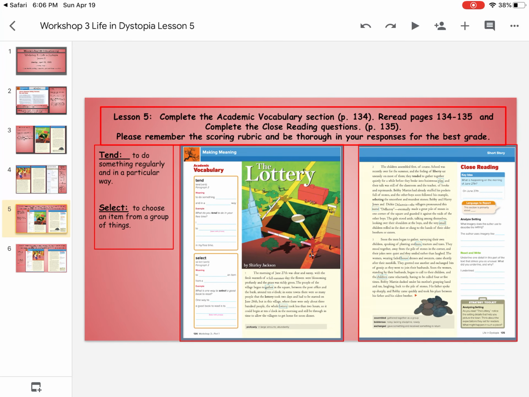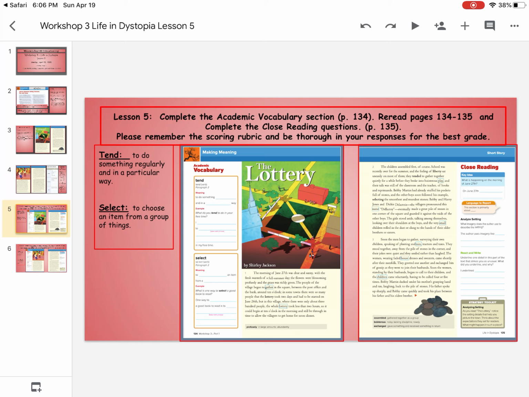All right, so before we go on to read the second part, we do need to complete a couple of assignments or a couple of pages, and that's what we will be doing today. Now you'll see on this slide here, they've asked you to complete the academic vocabulary section on page 134. And you'll see off to the left, I do have the definition of the word tend, to do something regularly and in a particular way.